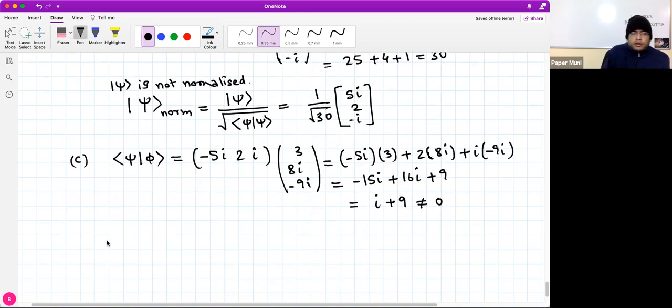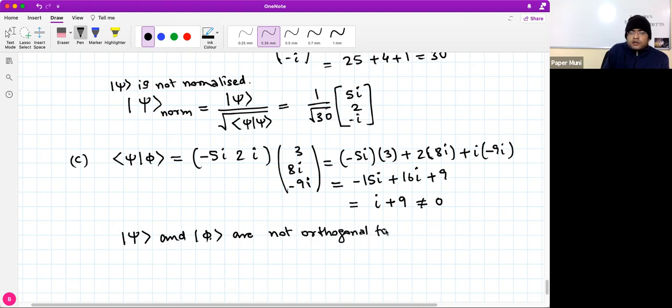Now we can conclude that psi and phi are not orthogonal to each other. You could have reversed the inner product. You could have taken phi and psi instead of this product, but you'll still get this result. So they are not orthogonal to each other.